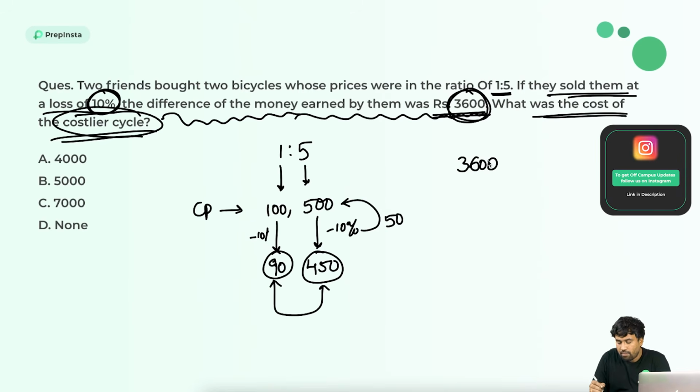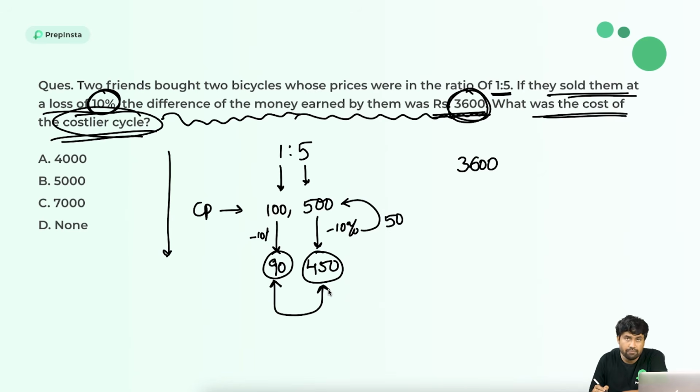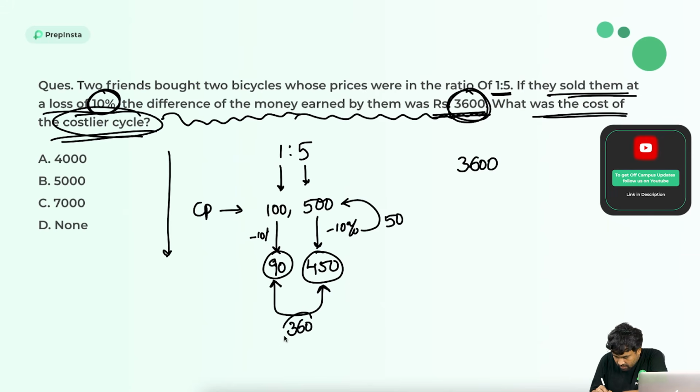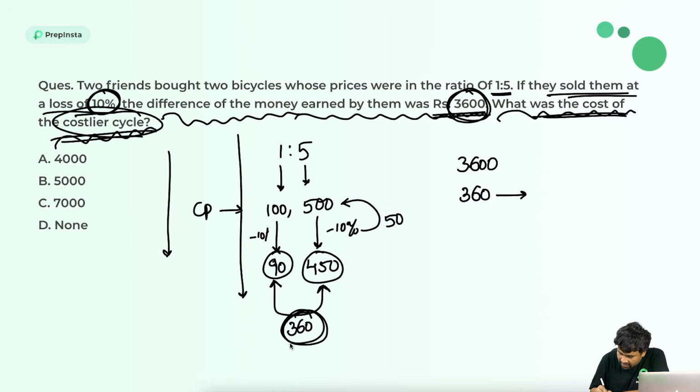3,600 rupees. But according to our assumption, what is the difference between the money earned by them? 90 rupees, 450 rupees, the difference is 360 rupees. So according to our assumption, the difference is 360 rupees. And what is the cost of the costlier cycle? So if you follow our process, you got finally 360 as the answer. And if you got 360 as the answer, the costlier cycle is 500 rupees, right? The costlier cycle is 500 rupees.